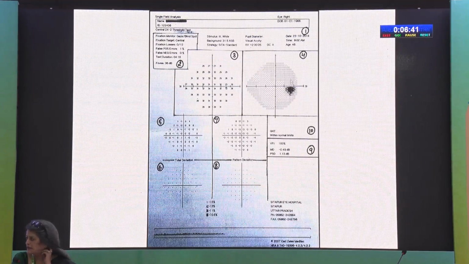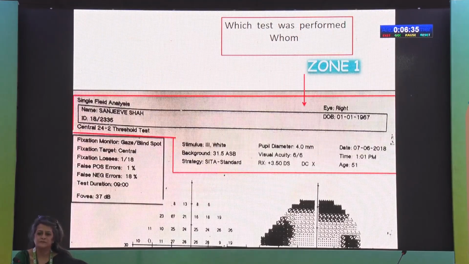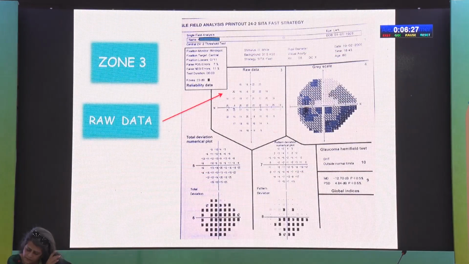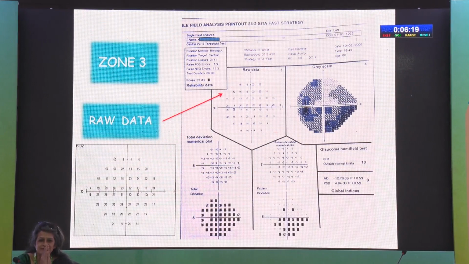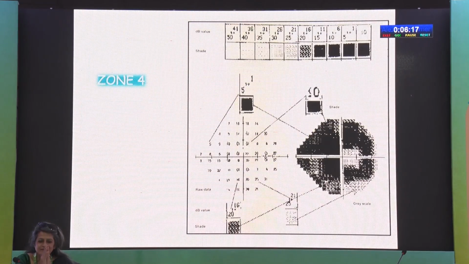So if we want to read a visual field printout in a meaningful, useful way, it's good to divide it into 10 zones and study each zone separately. Zone 1 tells us which test was performed and on whom, and zone 2 tells us how reliable and meaningful the test is. Zone 3 is the raw data, which is the actual threshold sensitivities of the retinal points, measured in decibels, the pictorial representation of which is given in the grayscale, wherein the weaker point is displayed as a darker shade.